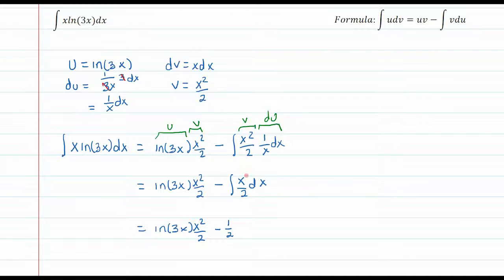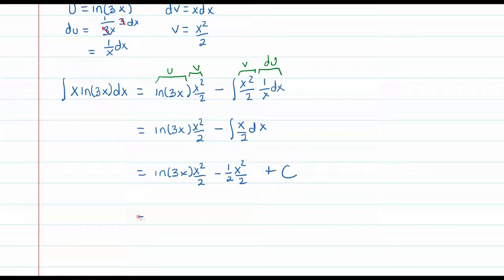So our exponent here is 1. So in order to find the antiderivative, we add 1, and we divide by the same exponent. And let's slap on our constant c. And the very last line with our final answer, we will just simplify this. So our final answer is ln 3x times x squared over 2 minus x squared over 4 plus c.